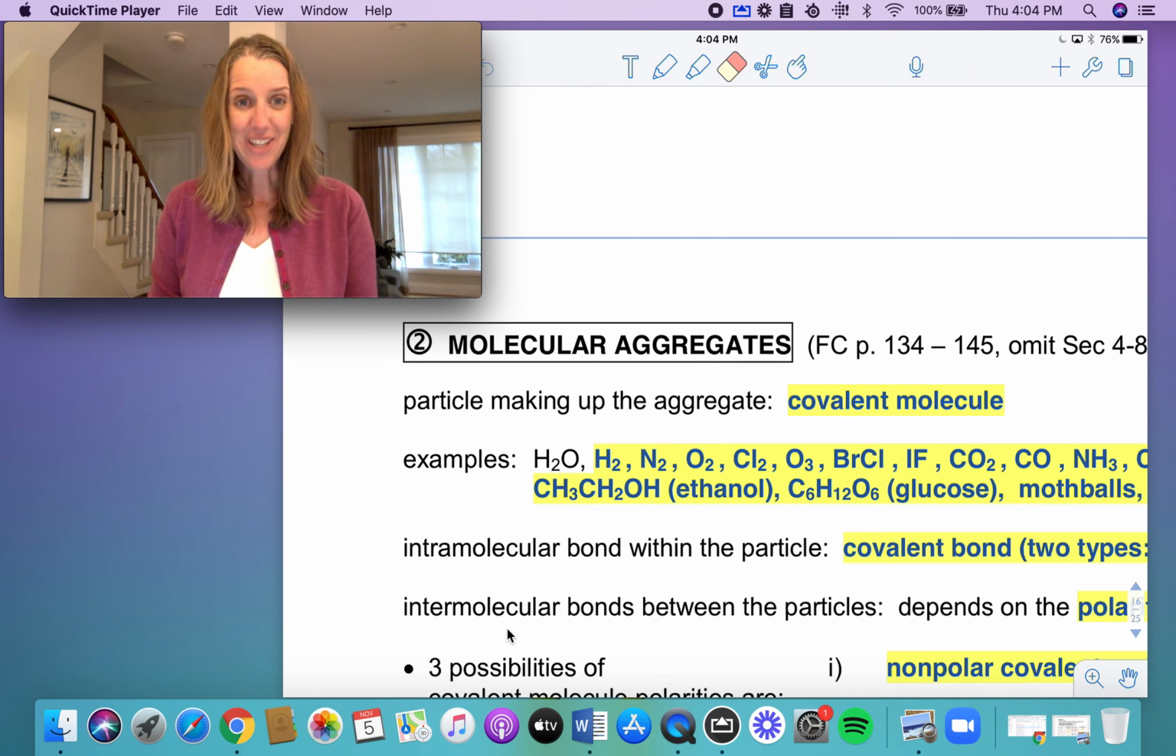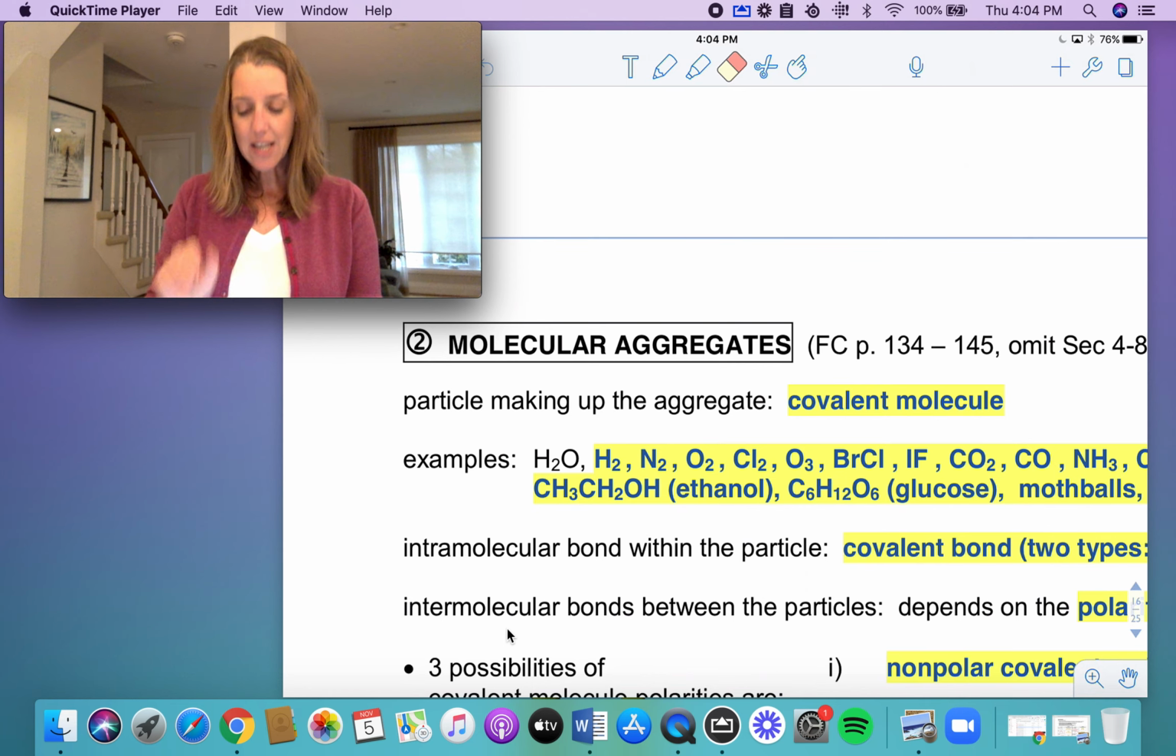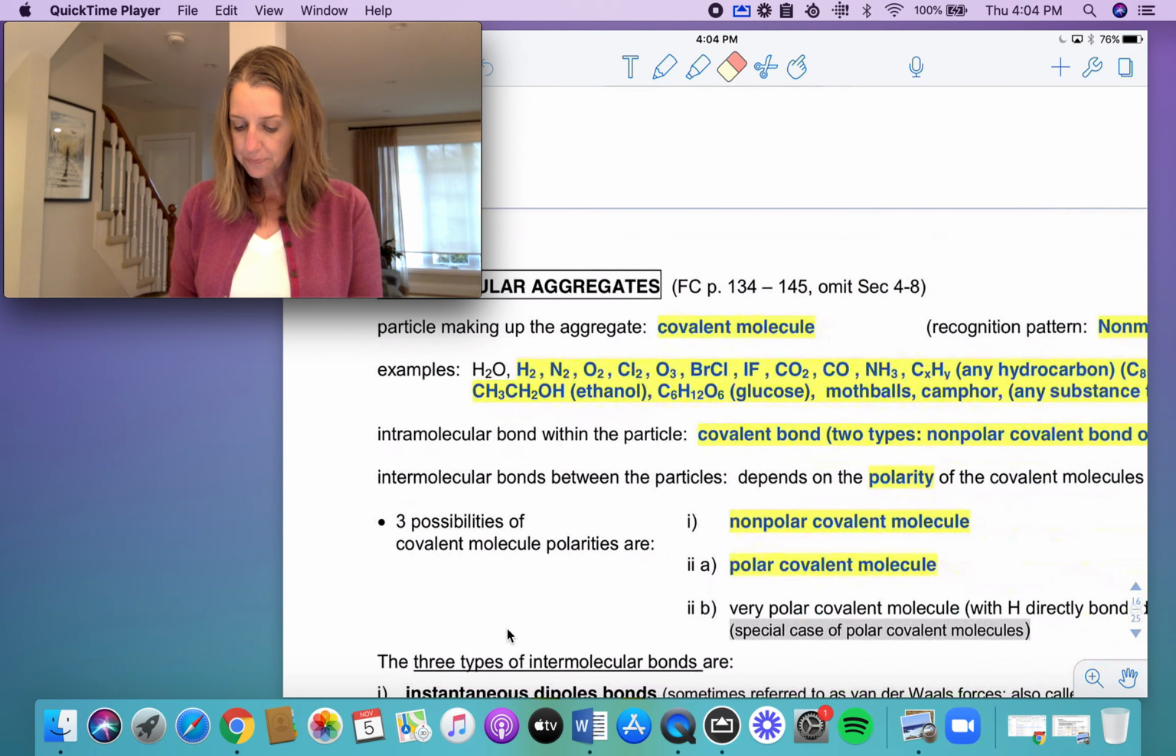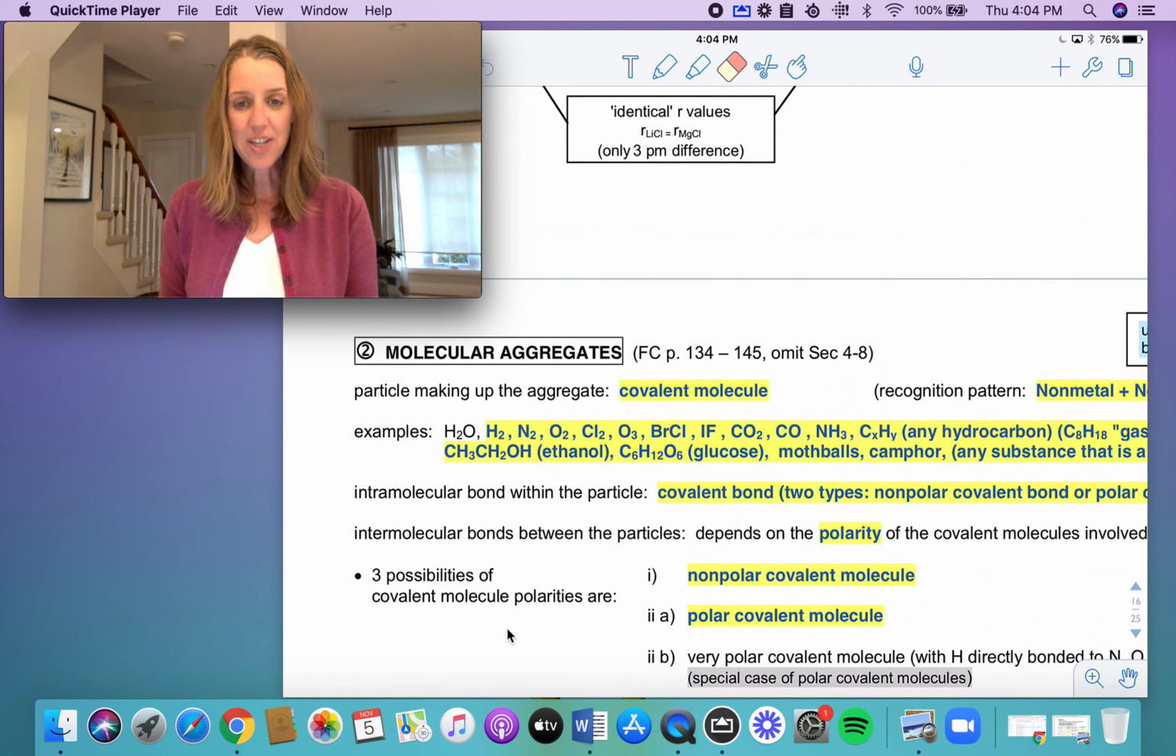Okay, so remember, we've done our ionic aggregates. We've discussed that. Intramolecular bonds are called ionic. Intermolecular bonds are called ionic. They're easy. We did those first. Now we're going to look at our molecular aggregates, and the inside bonds that we can have are always going to be covalent. And then we talked about already the difference between the kinds of sharing you can get.